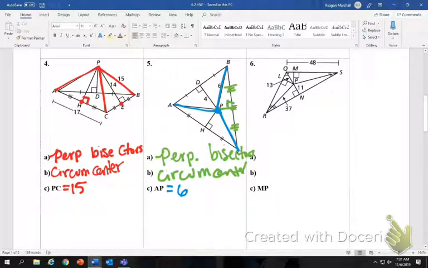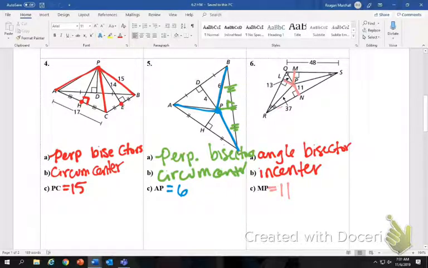Last one we do. These are angle bisectors. Remember that those little arcs mean that the angles are congruent. So that means this angle is congruent to this one, this angle is congruent to this one, this angle congruent to this one. So it means that they were cut perfectly in half. So angle bisector, which means we have an incenter. Find the length of MP. So the distance from the center to the sides is the same. So it'll be 11. Once again, these are 1 point apiece if they were wrong.